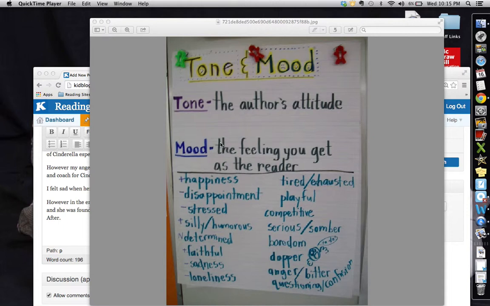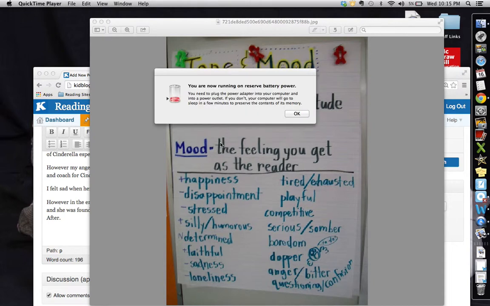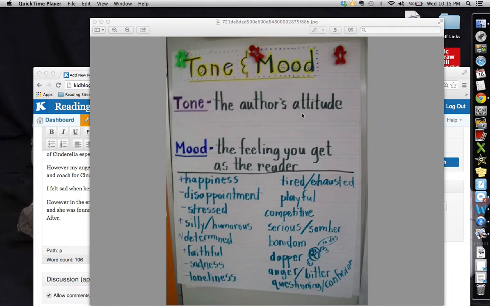On this anchor chart is a list of some feelings that I have felt as a reader when reading. Happiness, disappointment. I get stressed out. I told you I've read the Harry Potter books. When I've read about Harry Potter, I would sometimes get stressed out in his battles. And just ignore my battery popping up there. Determined, faithful, sadness, loneliness. I'm going to skip over a few. Boredom, anger. Dapper means like a performer. Ta-da! Questioning or confusion about a character.